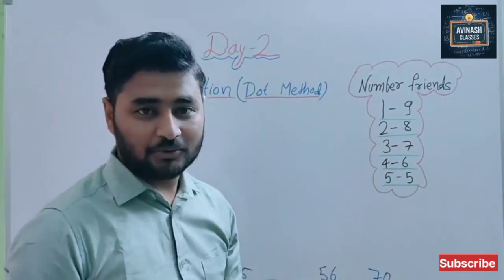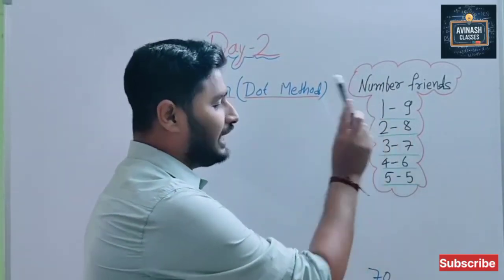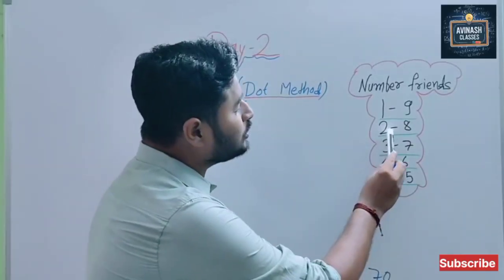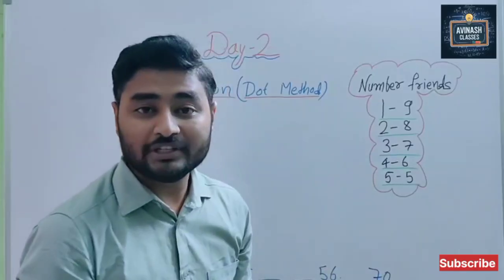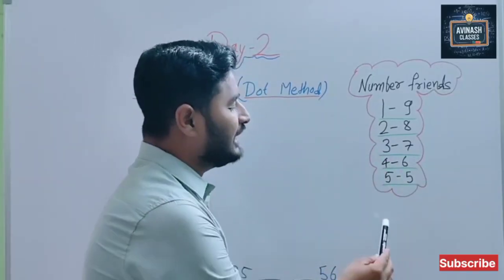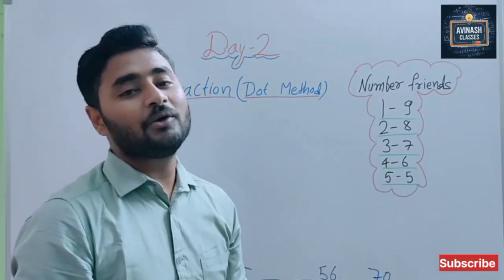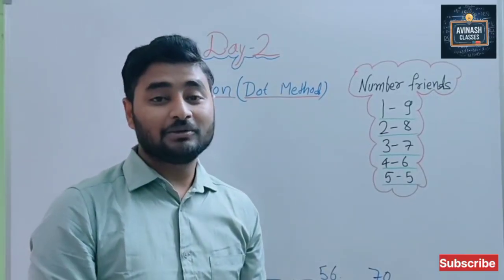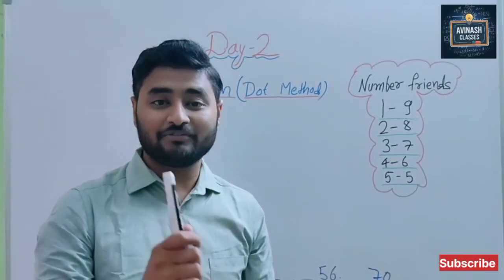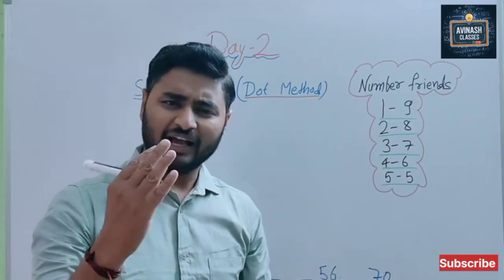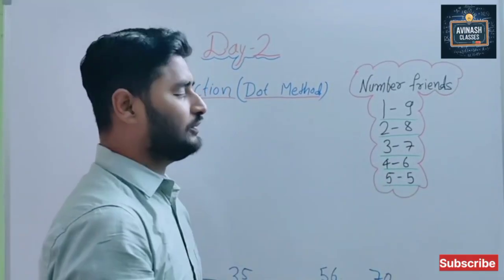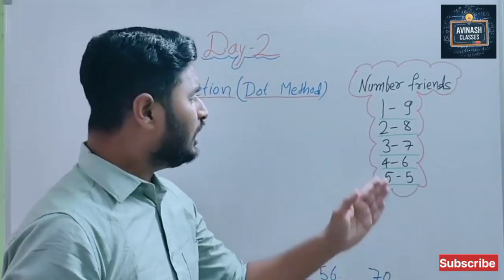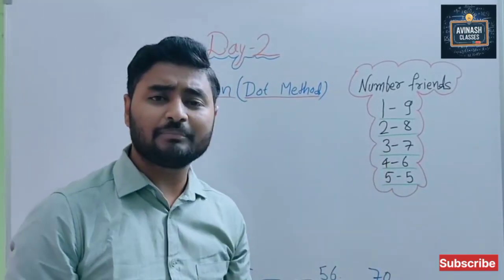So who is the friend of 1? 9. Who is the friend of 2? 8. Who is the friend of 3? 7. Who is the friend of 4? 6. And 5 has only one friend. I think everyone has more than 5 to 10 friends, but here 5 has only one friend, itself.